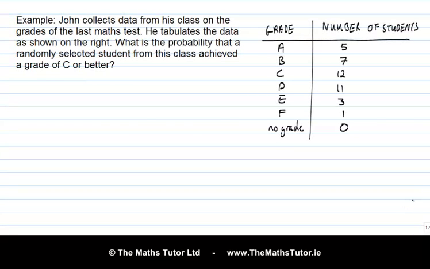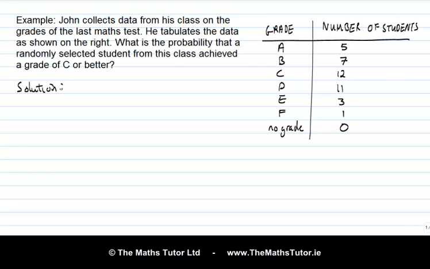So here's another example. In this question, we are looking at the results of a maths test in a particular class. Our hypothetical student here, John, has collected data from his class on the grades of the last maths test, and he wants to work out what's the probability that a randomly selected student from this class achieved a grade of C or better. In the table here we see all the grades listed in one column, and in the right hand column we see the number of students that achieved that grade. Okay, so how do we solve this?